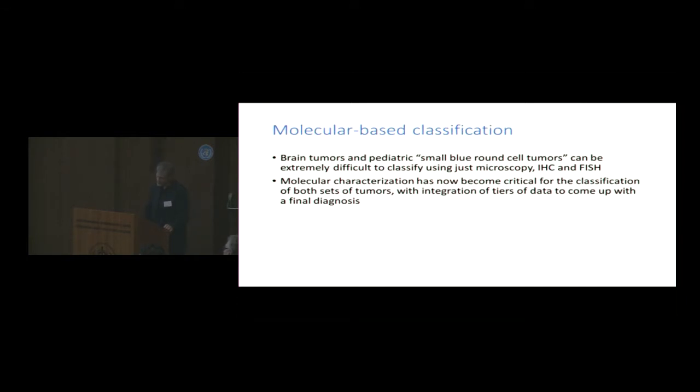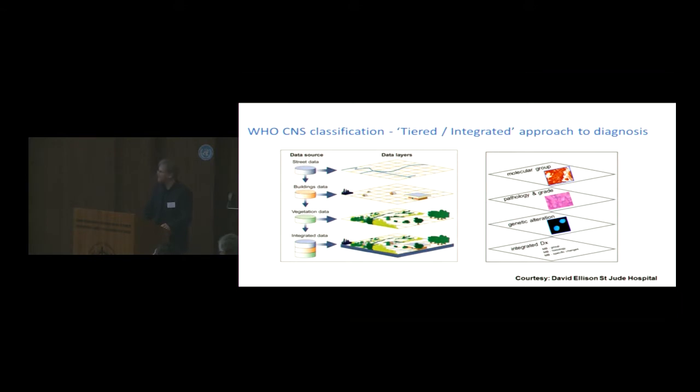And then I thought about this when I was at a talk about brain tumors a while ago. I was listening to the talk and thinking about how, with small blue round cell tumors, it's been classically very difficult to know what they are, and also with brain tumors, it can be extraordinarily difficult to classify them. Molecular characterization has now become very much part of the classification. In fact, it's appropriate now that we're in IARC, but the WHO classification of CNS tumors is now fully integrated with molecular work. And this is from David Ellison, where he produced this nice example of how Google used features, data layers, to build up your final map.